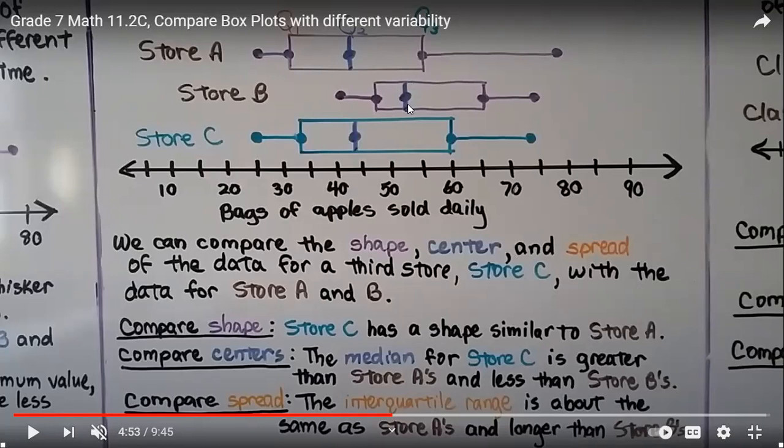This is store C's median. It's greater than store A's and less than store B's. The interquartile range is about the same as store A's and longer than store B's.